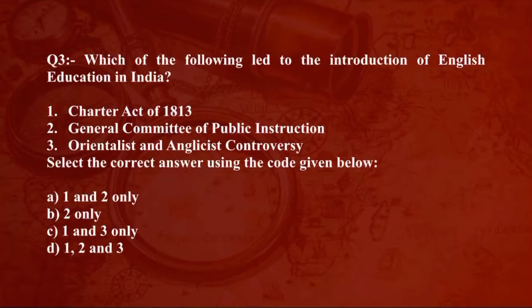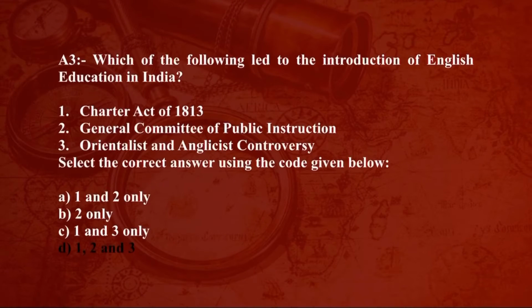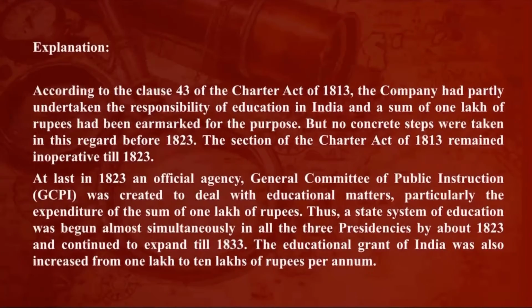So question number 3 is, which of the following led to the introduction of English education in India? Number 1, Charter Act of 1813. Number 2, General Committee of Public Instruction. Number 3, Orientalist and Anglicist controversy. Select the correct answer using the code given below. Option A, 1 and 2 only. Option B, 2 only. Option C, 1 and 3 only. Or option D, 1, 2 and 3. So answer of this question is option D, 1, 2 and 3. Now let's see the explanation.